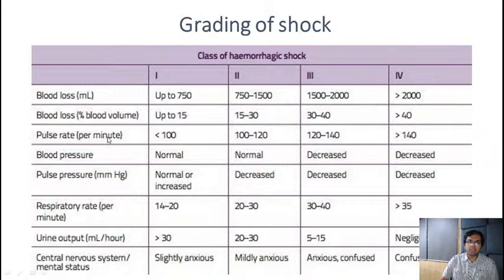And as we can see from here also, the various parameters assessed are blood pressure, the pulse pressure, the urine output of the patient, and central nervous system or mental status. And we can see as the class progresses, there is progressive deterioration of the variables, with the appearance of tachycardia in class 2, with the drop in BP in class 3, and the urine output becoming negligible and the patient becoming confused and lethargic in class 4.